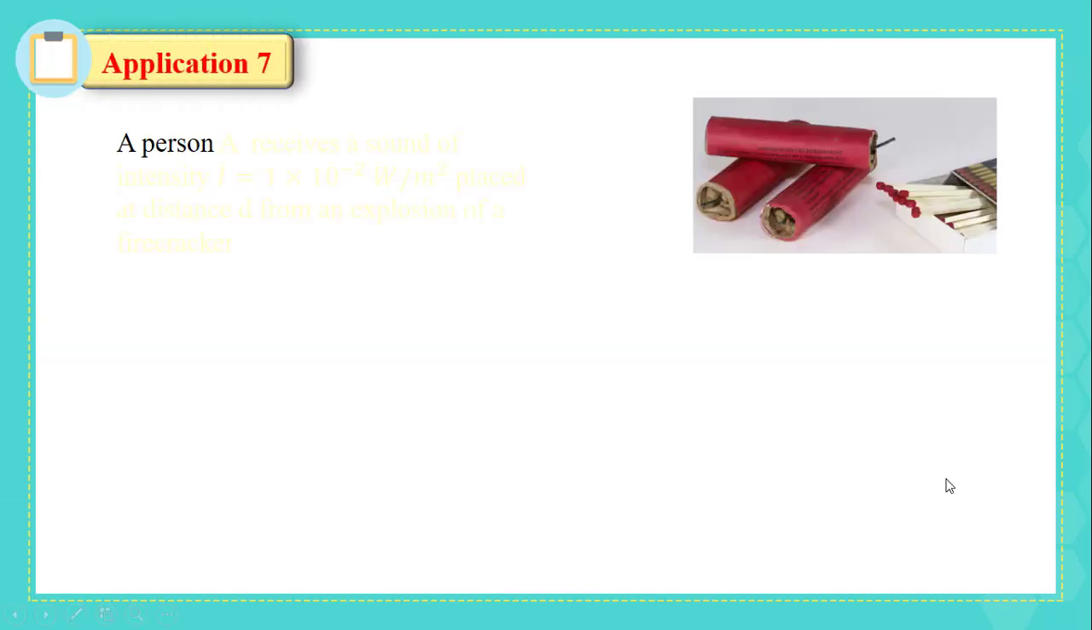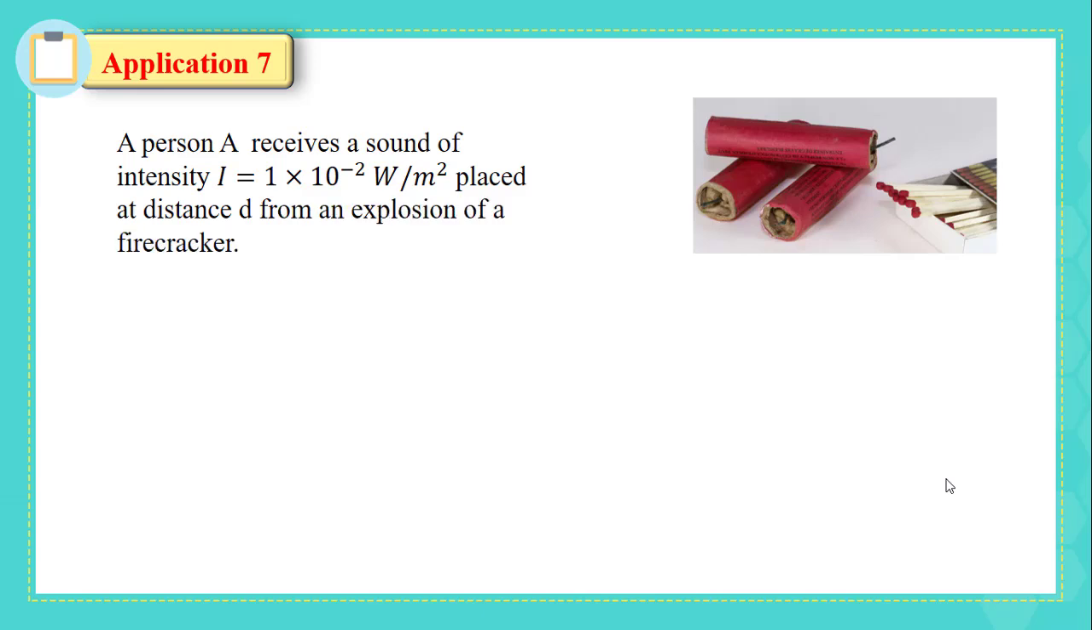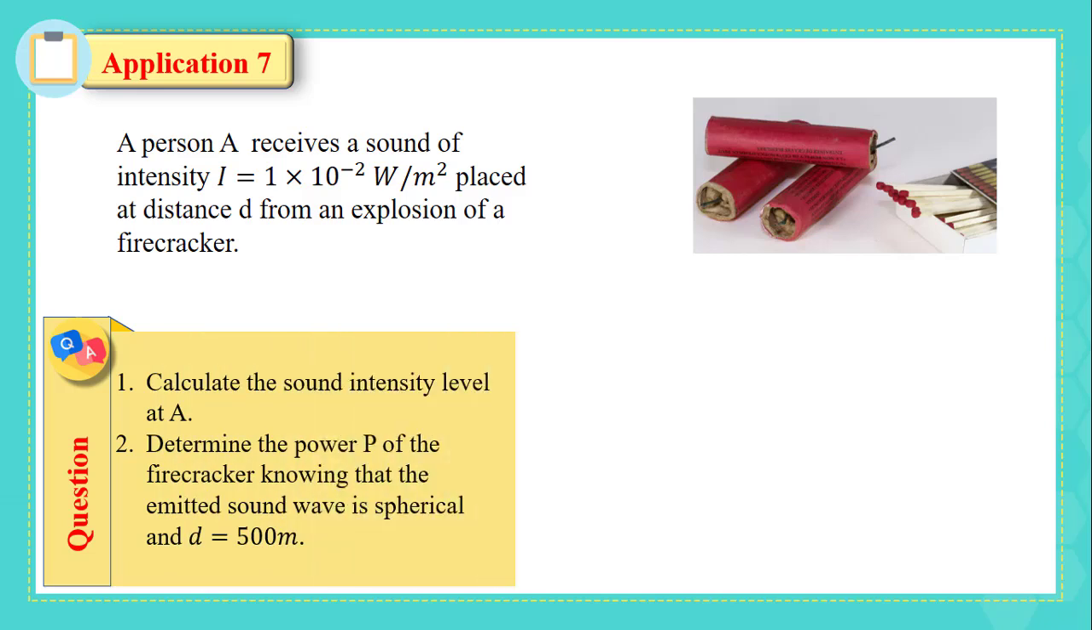In application number 7, a person A receives a sound of intensity I equal to 10 power minus 2 watt per meter squared placed at a distance d from an explosion of a firecracker. In part 1, we have to calculate the sound intensity level at A, and in part 2, we have to determine the power P of the firecracker, knowing that the emitted sound wave is spherical and d is equal to 500 meters.